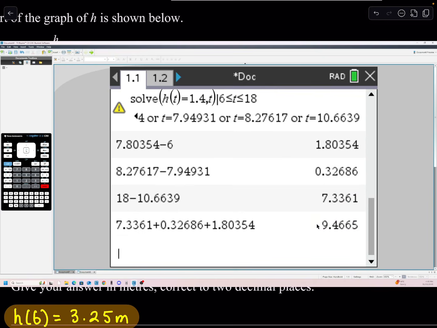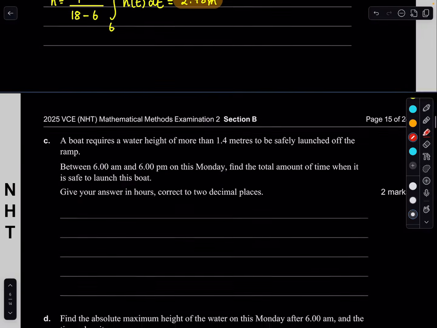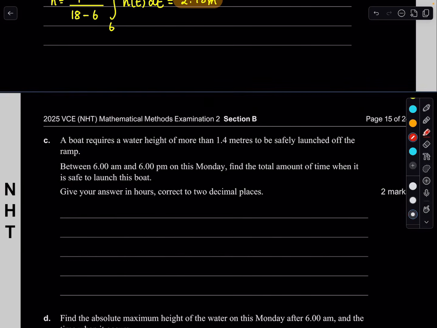Enter, and this is your total time. Now going back to the question, they told us two decimal places, so it'll be 9.47. We haven't even shown any working out, but yeah, it's really not hard.